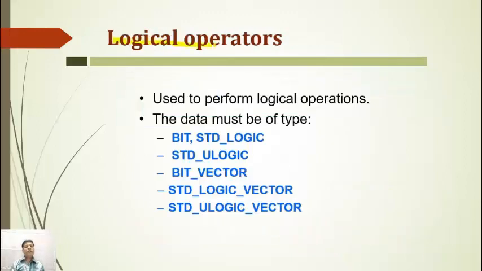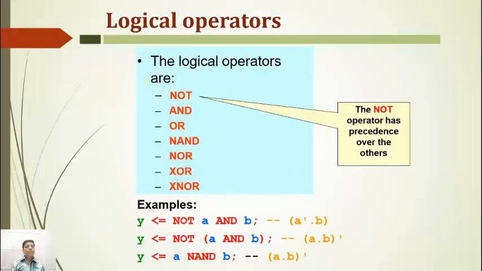Then next, logical operators. Logical operators are used to perform logical operations. The data must be of type bit, std_logic, std_ulogic, bit_vector, std_logic_vector, or std_ulogic_vector. The logical operators are not, and, or, NAND, NOR, XOR and XNOR. These are the 7 logical operators. The NOT operator has precedence over the others.